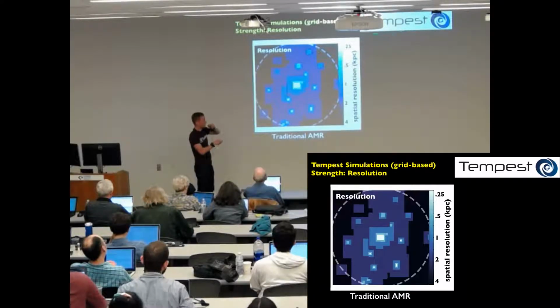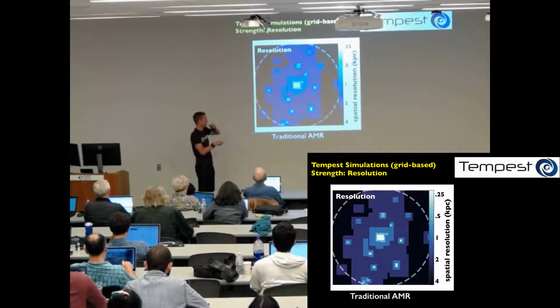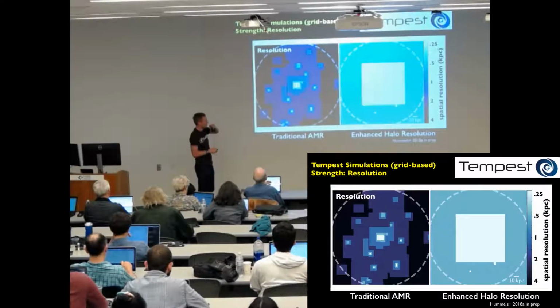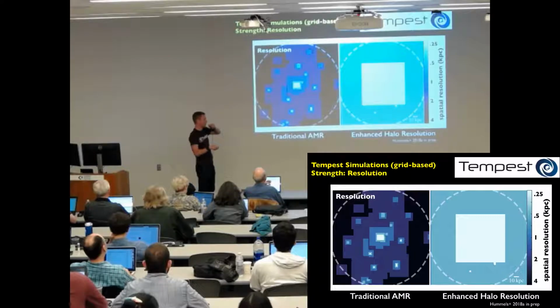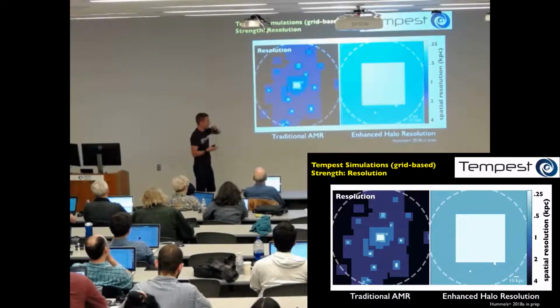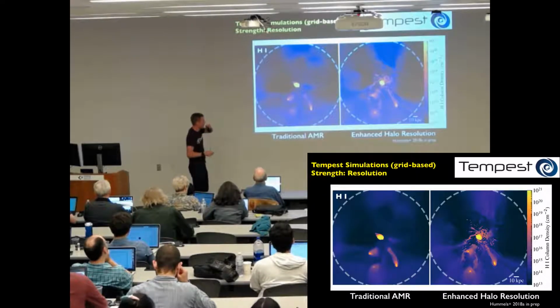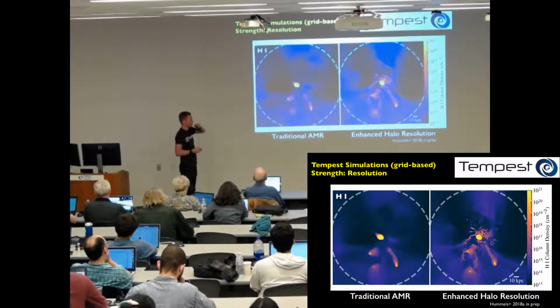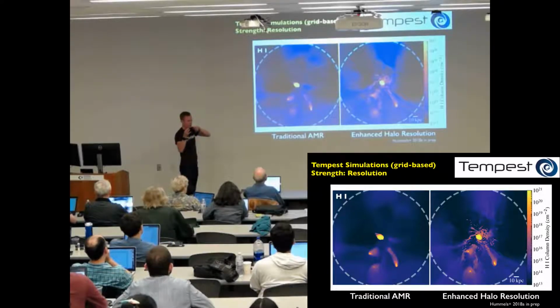In the Tempest simulations that I've been running over the last year, we forced the refinement to be substantially higher throughout the entire halo. We're still only achieving the same highest resolution in the disk, but we're forcing the halo to be at a minimum resolution. So we have this enhanced halo resolution technique. And the result is you find substantially more structure and you find substantially more cold gas because it allows the gas to fragment into thermally unstable cold gas and hot gas alongside each other.